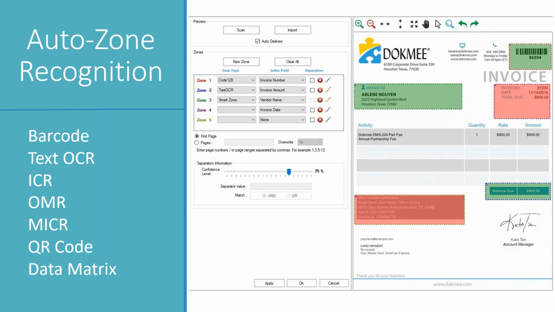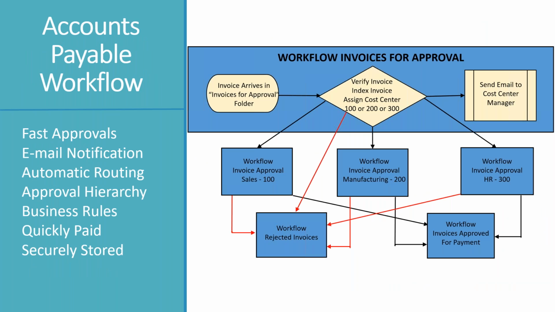Now, next I want to show you the workflow that we're going to use today. This slide shows a graphical view of the process we will see in the demo. In Dokmee, we create workflows and map them to business processes. Fast approvals and lower costs is the result because we eliminate the manual paper process that's typically used. Typically it takes weeks for an invoice to go through and be processed, approved, and paid. And with Dokmee, it can happen in a day.